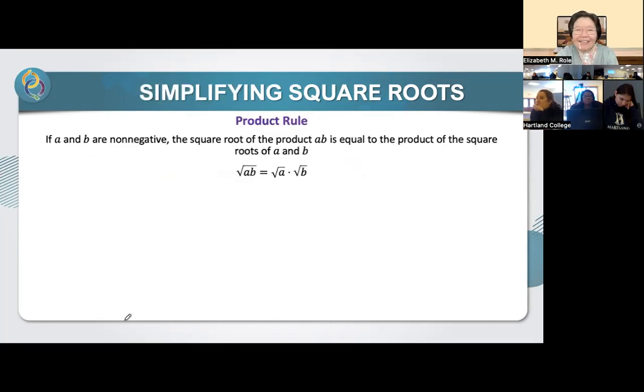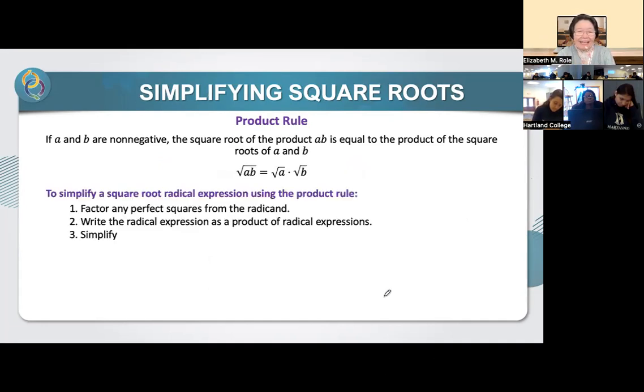Okay, let's move on. To simplify square roots, especially if you're dealing with variables, we usually use the product rule. You remember our product rule: when you have the square root of AB, it's just the same as the square root of A times the square root of B.